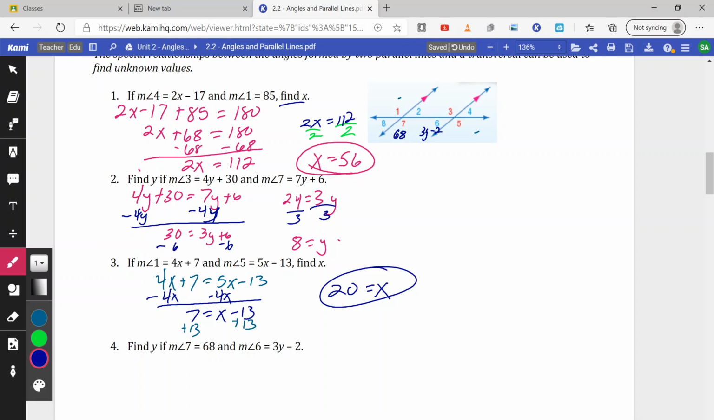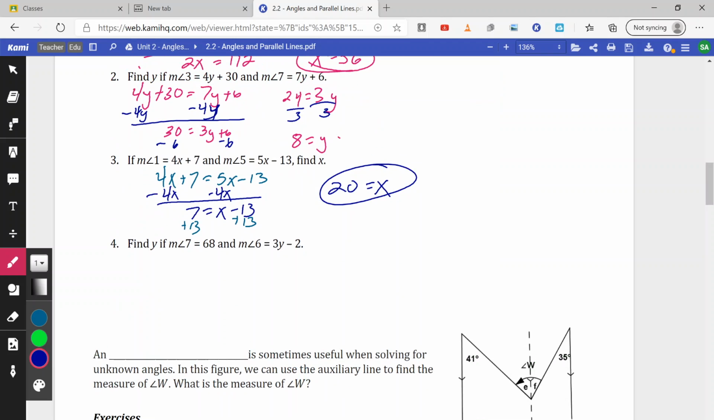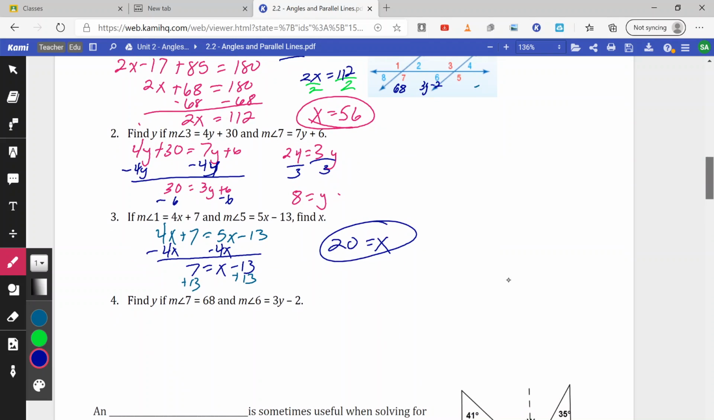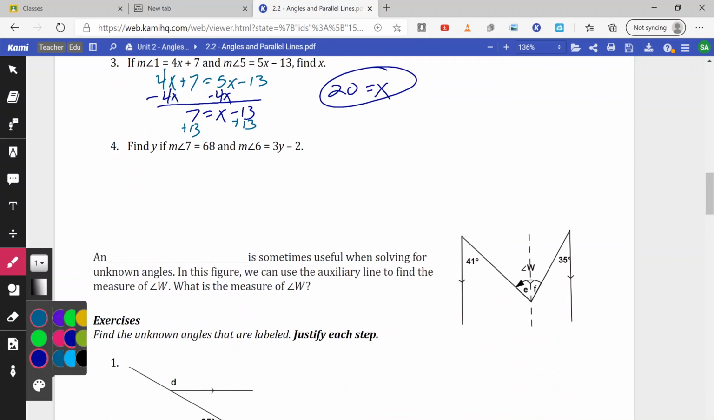I see 7 and 6 are on the same side of our transversal, and they are on the insides, one right after the other. So they are consecutive interior angles, and consecutive interior angles are going to be supplementary. They're going to add to 180 degrees. So I will just create the equation. 68 plus 3y minus 2 is going to give me 180 degrees.